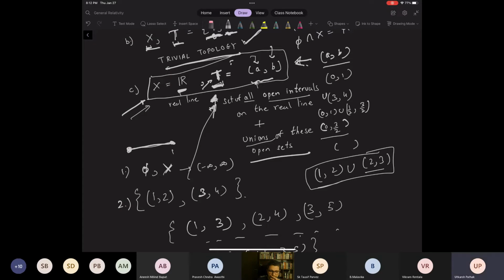So we don't need to define something like a complementary intersection, like removing the element 2 itself from this interval. You don't need to do that. This is already included in T because we've demanded that the unions of these open sets are also part of T.